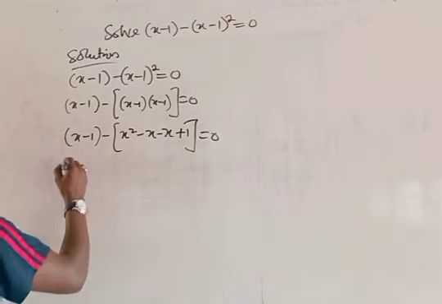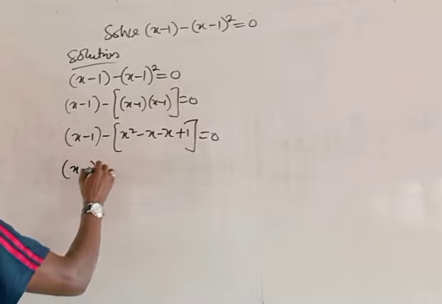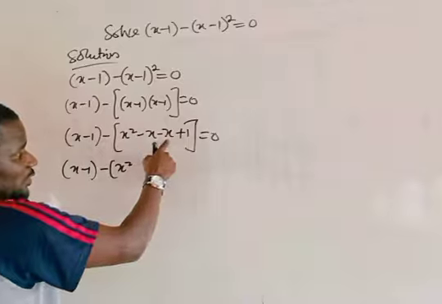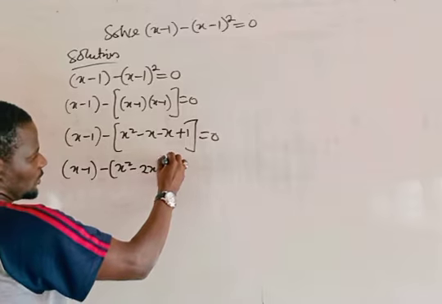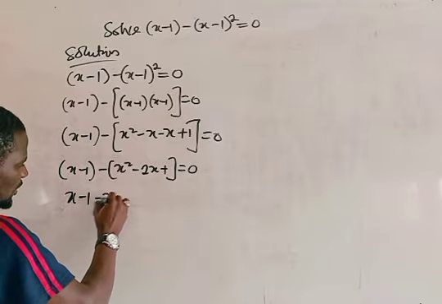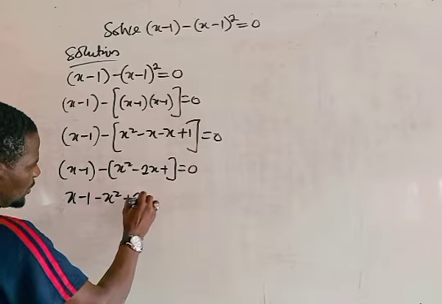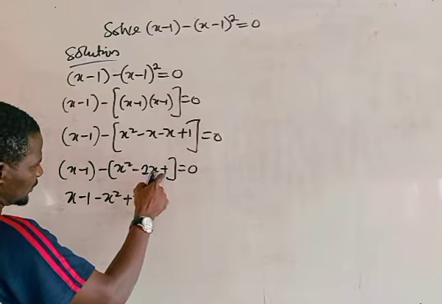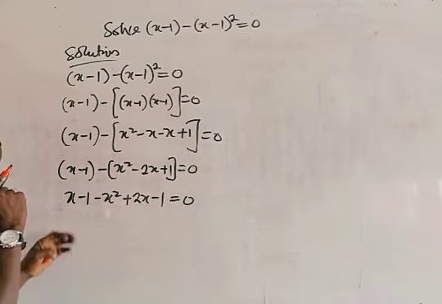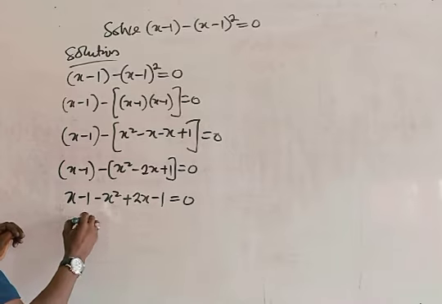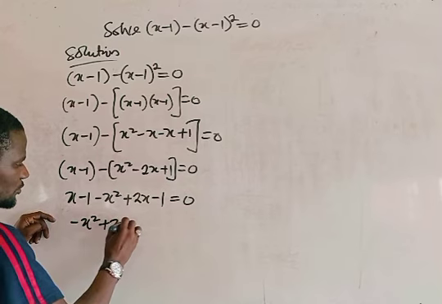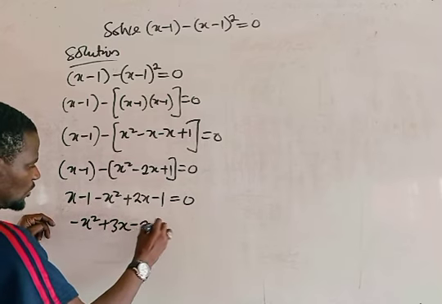Now let's go by this. We have x minus 1 minus, another bracket, x squared minus 2x plus 1 equals 0. We have x minus 1, then minus times x squared is minus x squared, minus times minus 2x is plus 2x, minus times plus 1 is minus 1. So we have equal to 0. From here we add and subtract, then we have minus x squared. x plus 2x is 3x, minus 1 minus 1 is minus 2, then equal to 0.